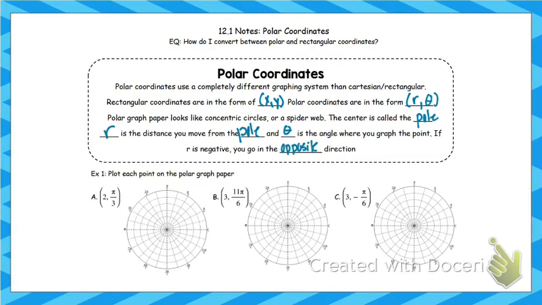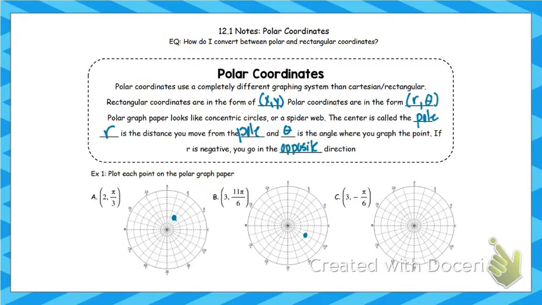So let me go ahead and graph a couple examples here. All right, so 2 comma pi over 3. That means we're going to go 2 rings away at the angle pi over 3. So the angle's kind of listed here. So here's the angle pi over 3. We're going to move 1, 2 rings away. So that point right there is the point 2 comma pi over 3. All right, 3, 11 pi over 6. We're going to go to the angle 11 pi over 6, and we're going to move out 3 rings. 1, 2, 3.